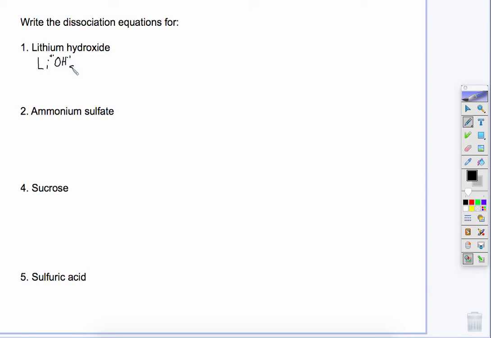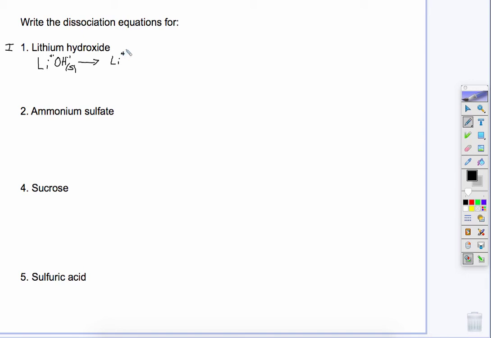So let's pretend that we have a solid lithium hydroxide, and when you put it in water, water is going to separate it into its ions. So it's an ionic compound. An important step in writing these is to first determine if it's an ionic compound, or if it's covalently bonded and is a molecular compound. But lithium hydroxide is an ionic compound, so it's going to break into ions.